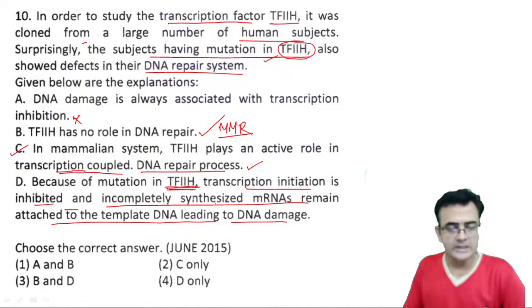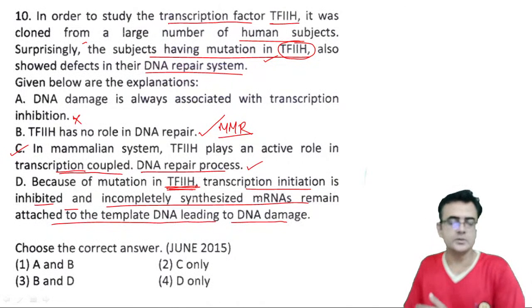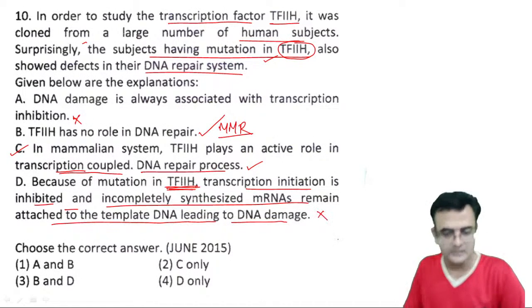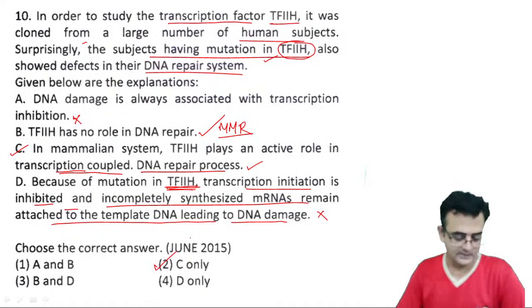And incompletely synthesized mRNA, see, mRNA is not synthesized till here. This is just the conversion of the closed complex to the open complex, and now the elongation will start. So no mRNA has been synthesized at all. Maximum 10 or 11 nucleotides are synthesized once they enter the open complex, and here they are not entering the open complex because TF2H is mutated. So this is also not correct. So C is the only correct answer, so 2 is the correct answer.